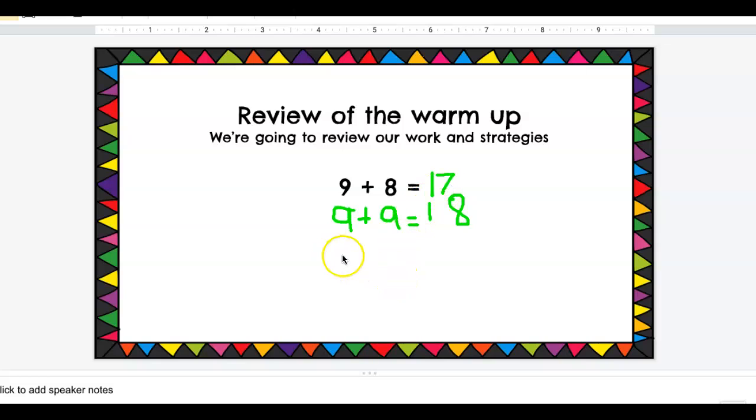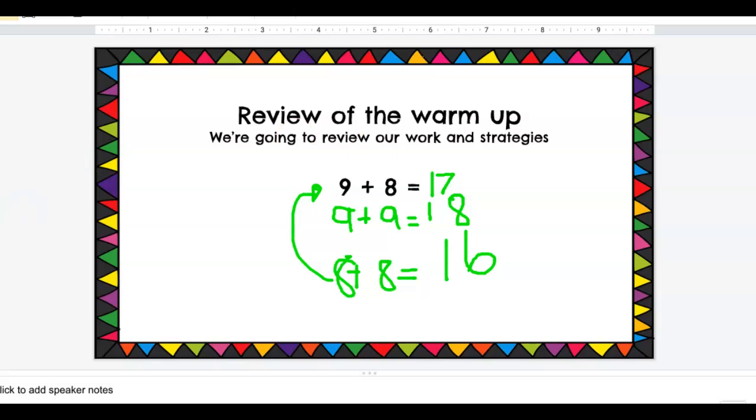I could also do this with 8 plus 8 and do one more. 8 plus 8 is the same as 16. So if 8 plus 8 is 16, this is one more right here, right? 9 is one more than 8. So one more would be 17. So I should see 9 plus 8 is the same as 17 or equals 17. That's what that should look like.